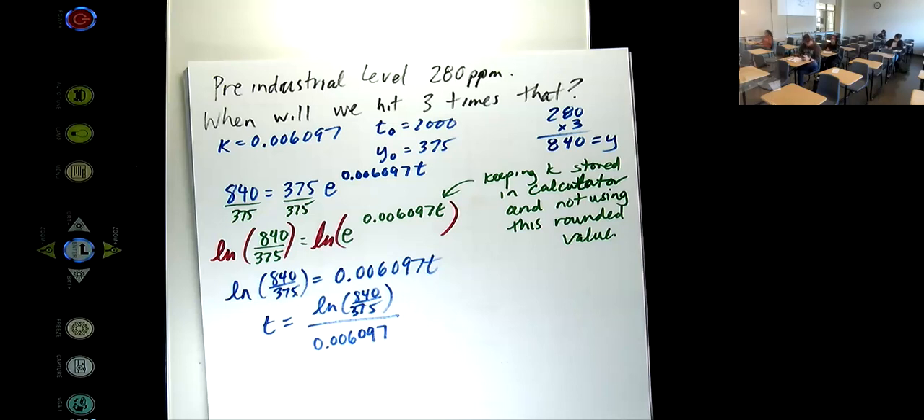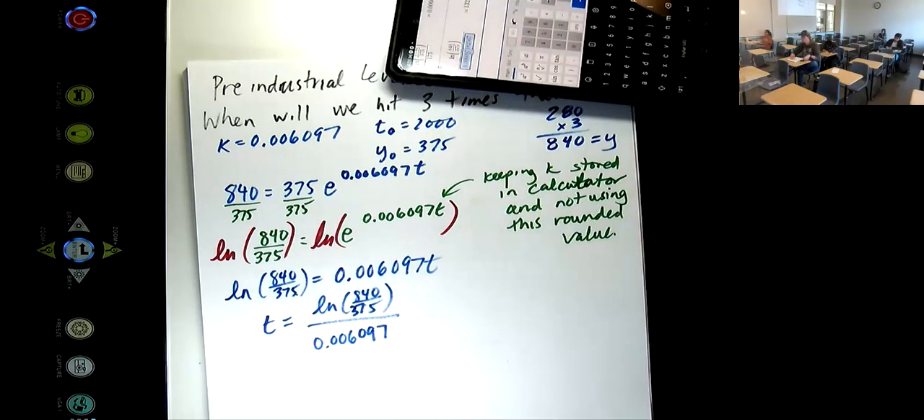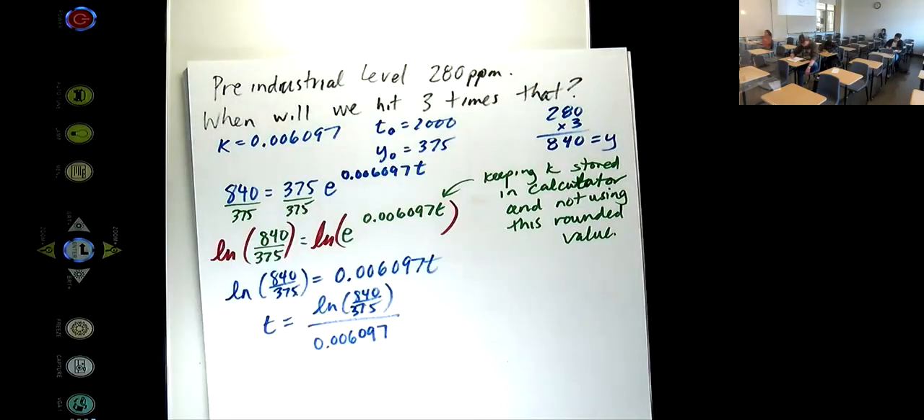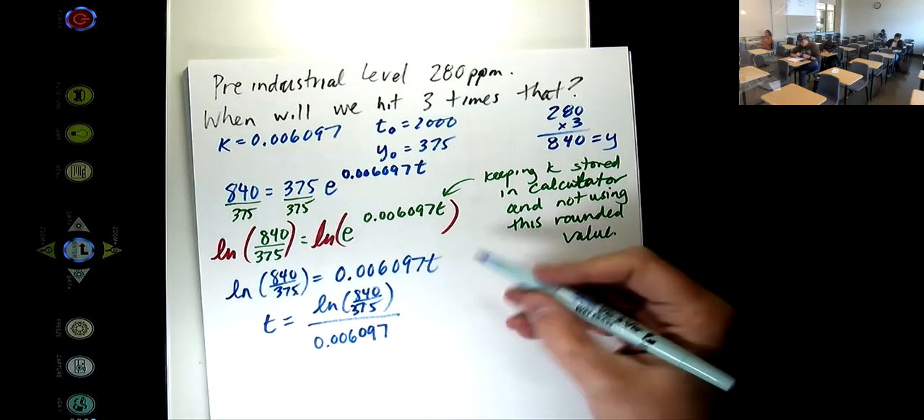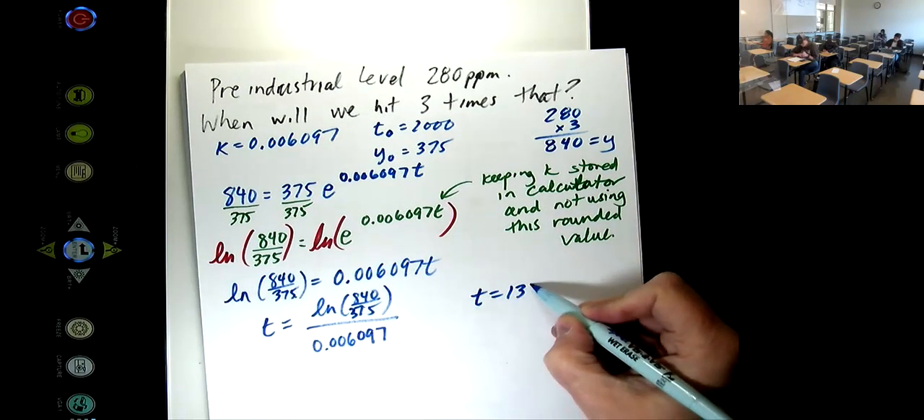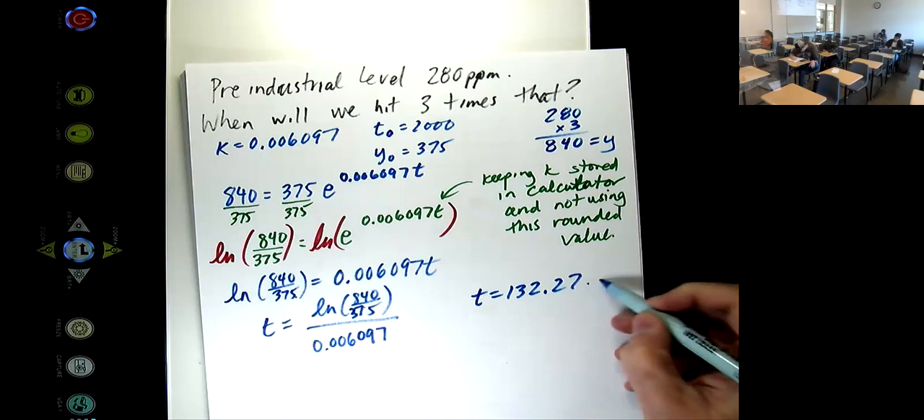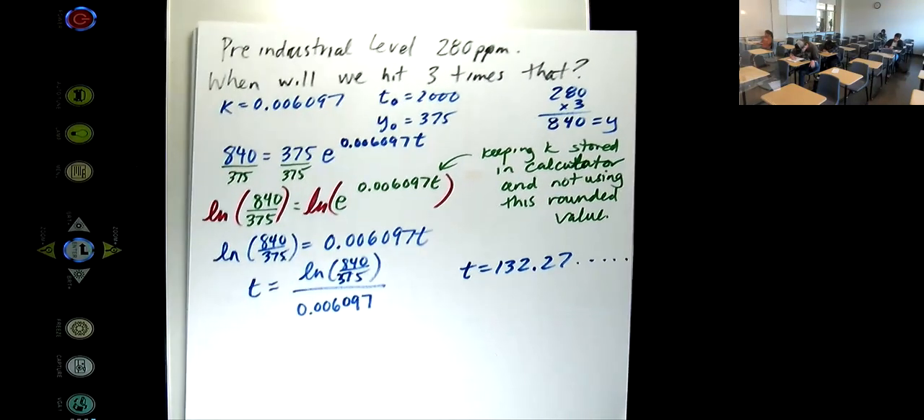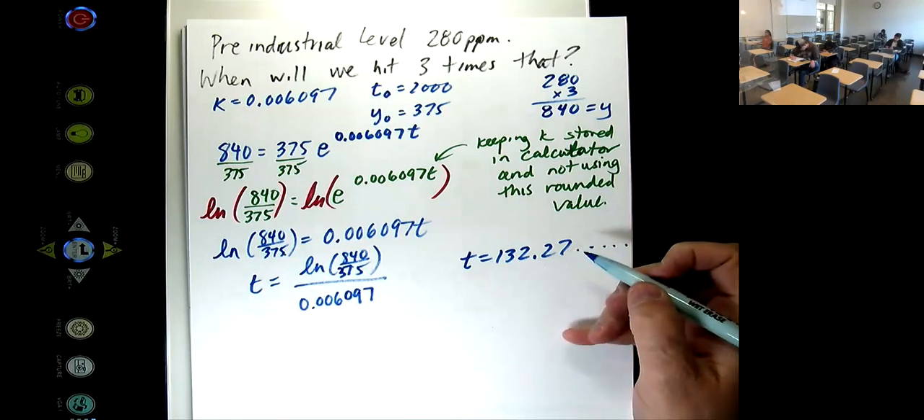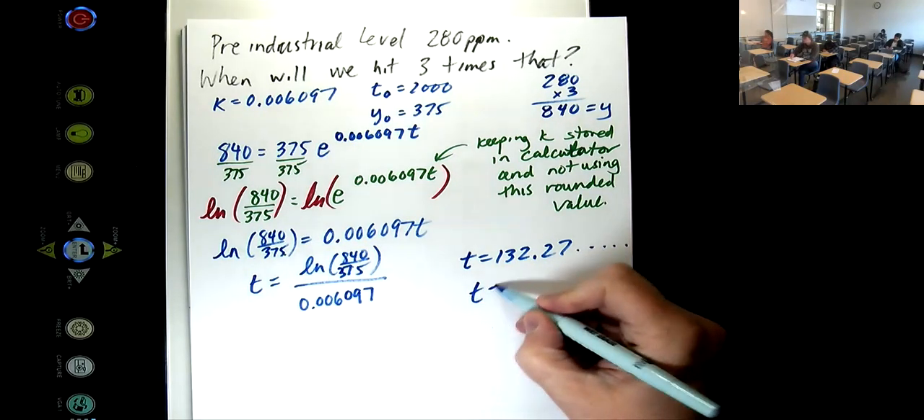Natural log of 840 divided by 375, divided by answer. There we go. I'm getting T equals 132.27, blah, blah, blah. We're looking at years, so I don't need the decimal places at all. I'm just going to say T was 132 years.